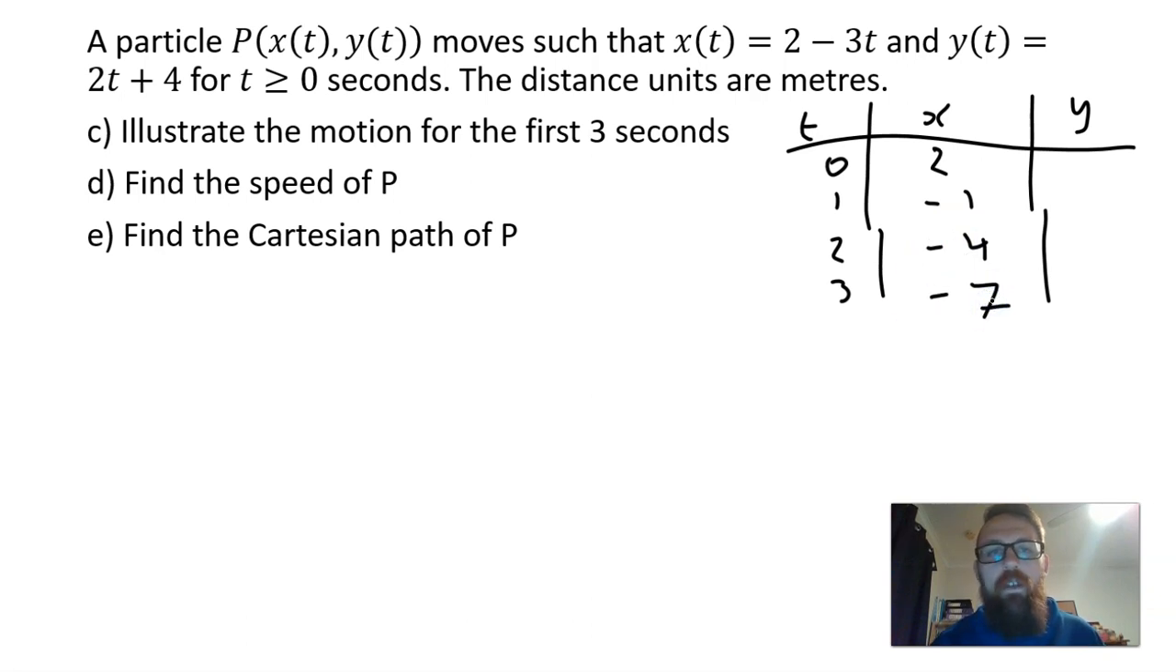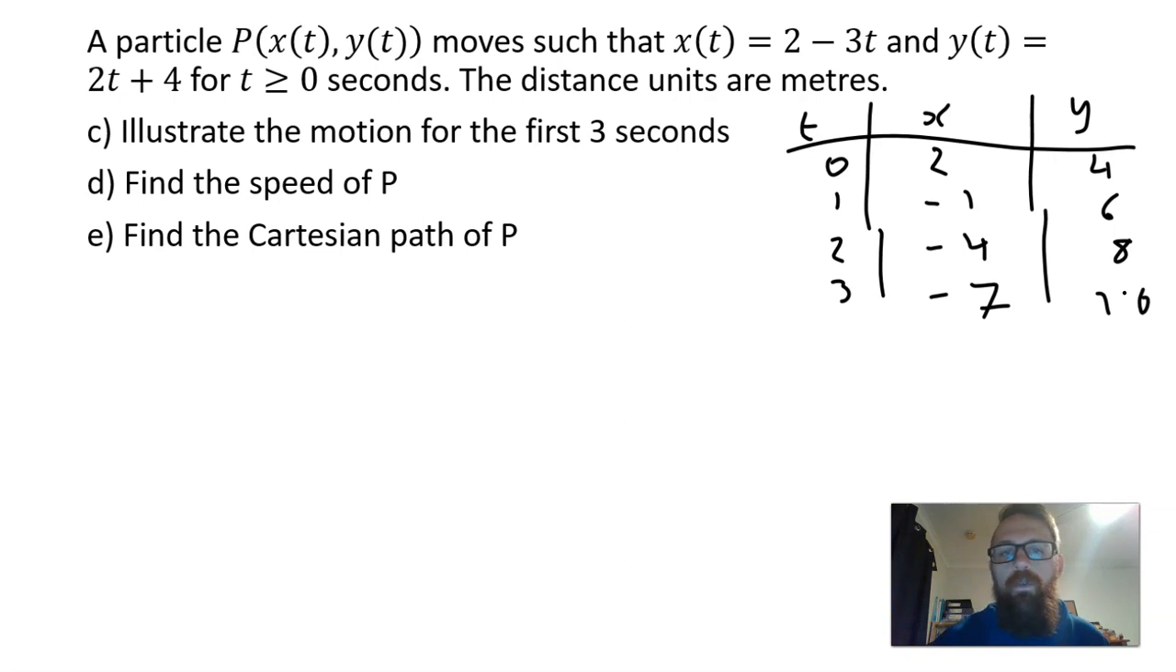We do the same for our y. Put in 0, we get 4. Put in 1, we get 1 times 2, 2 plus 4 is 6. We're actually going to see a pattern because it's a linear equation. It's just increasing by 2 every time. All right. So if we want to illustrate this, if we want to graph it, our x ranges from 2 to -7, and our y goes from 4 to 10.